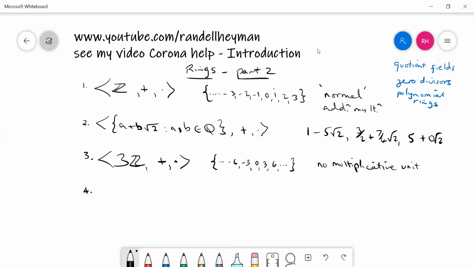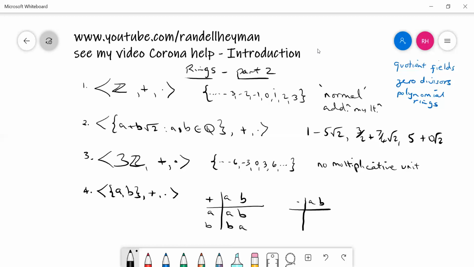What else have we got? Here's another one. So it'll be the set {A, B}, just 2 things in the set, and addition and multiplication. But this time we actually lay out what addition is. We give you a table, or I give you a table. I've taken this one from a book that assures me that it is a ring, but you might like to check that one and check that it is a ring.